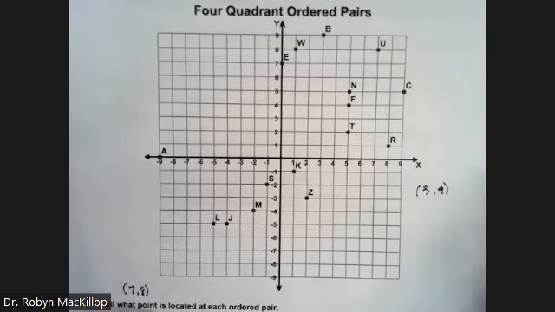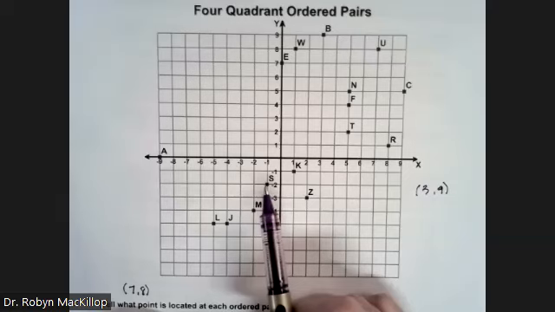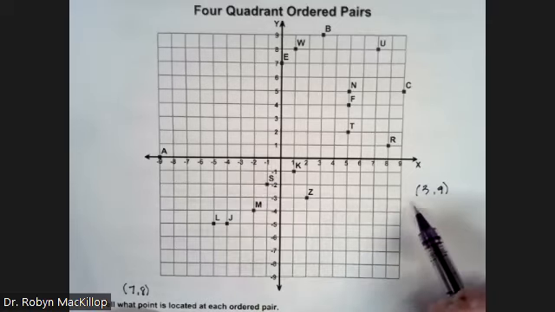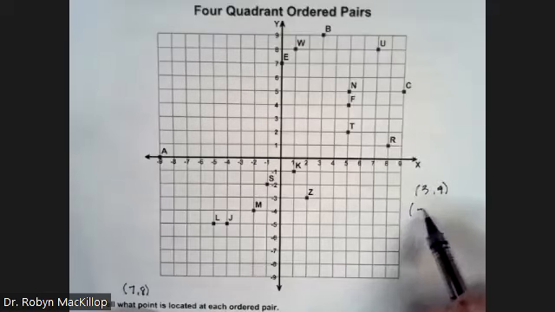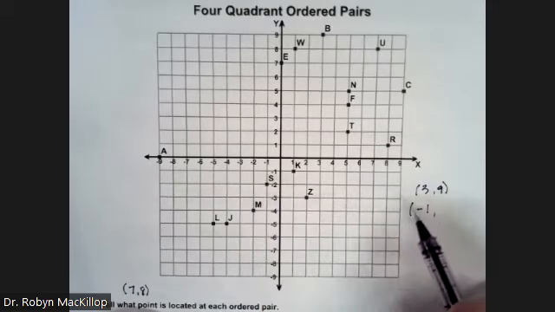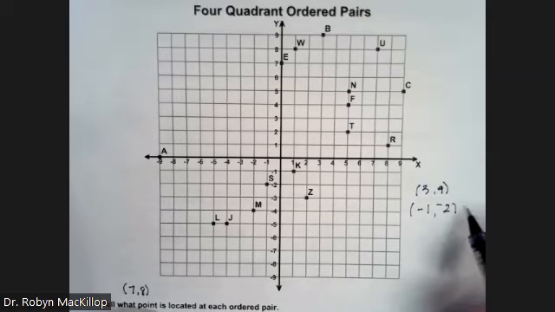Then we have S. So we find S. We're going to start with X. What number is S sitting on? Negative 1. -1. Perfect. And what number is it sitting on when you look at the Y line? -2. Perfect. And that is your ordered pair for S. I'll write these so I don't have to move the paper back and forth.